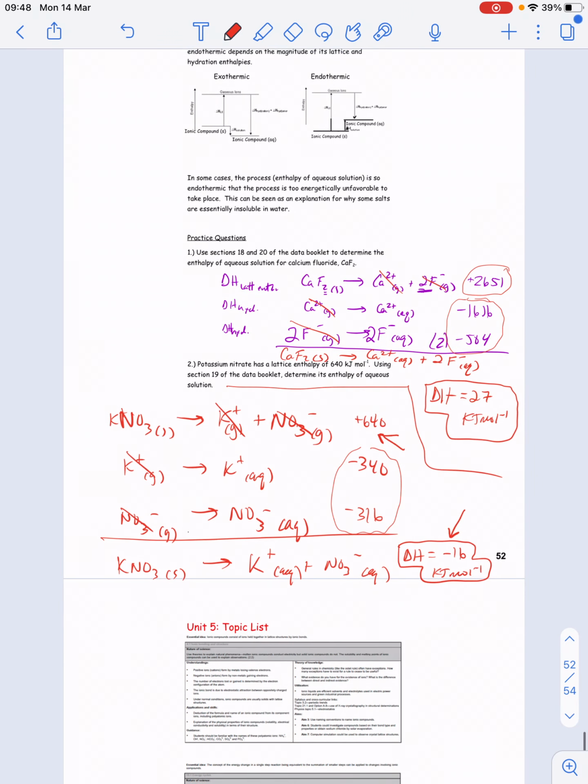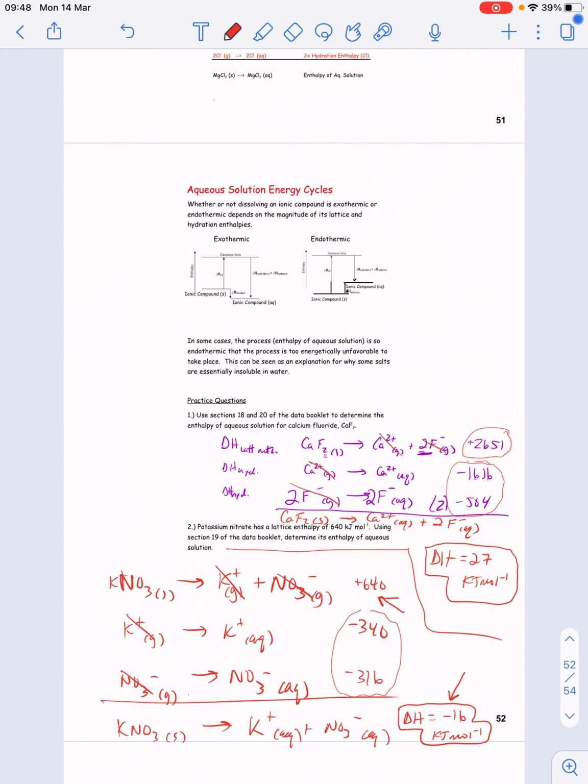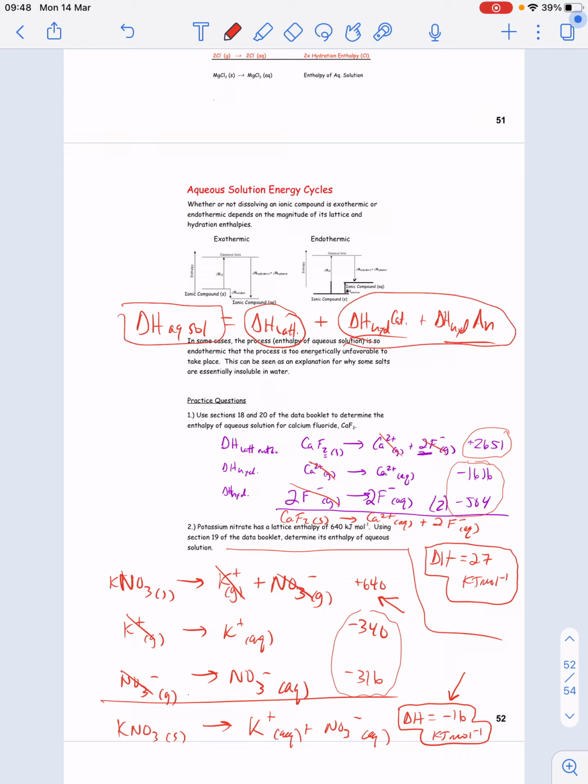Okay, so you should be aware that for this energy cycle, the enthalpy of aqueous solution, which is just dissolving 1 mole of an ionic compound in water, is equal to the lattice enthalpy, plus the enthalpy of hydration for the cation, and the enthalpy of hydration for the anion. And then you take into account any mole ratios needed for these hydrations. So it's a pretty straightforward enthalpy cycle, or energy cycle. If you need to solve for the lattice enthalpy, you should be able to do that with some simple algebra. You would take the aqueous solution and subtract out the enthalpies of hydration.